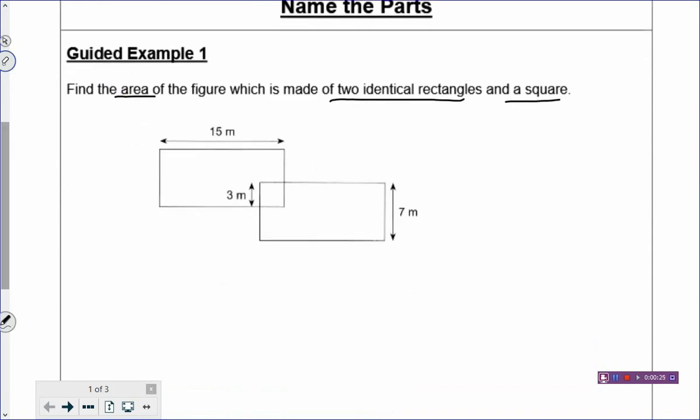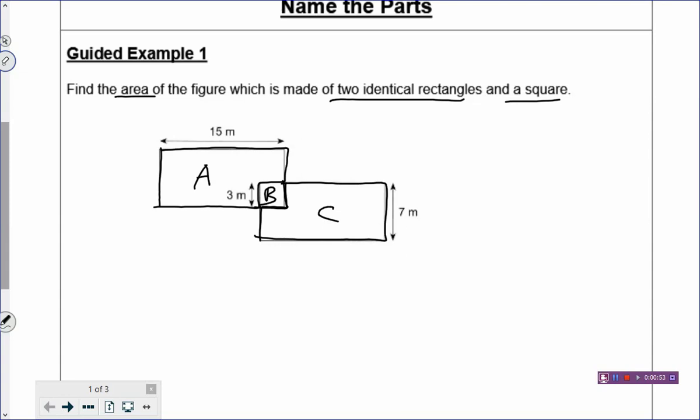Now, one of the ways that we can do is by naming the parts. So for example, you can see that I can call this unshaded part A. And then there's an overlapping part, like a square, I call it B. And then I call the other unshaded part C. Alright, so you have different parts with different letters.